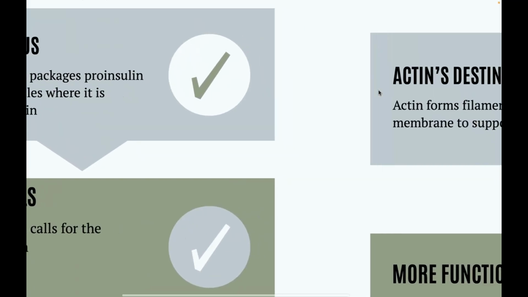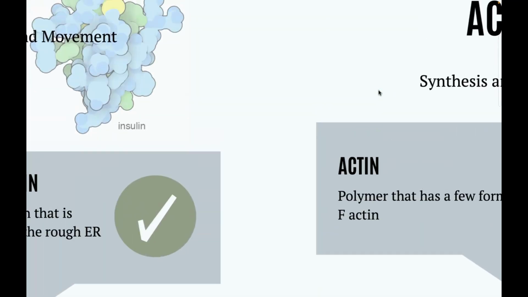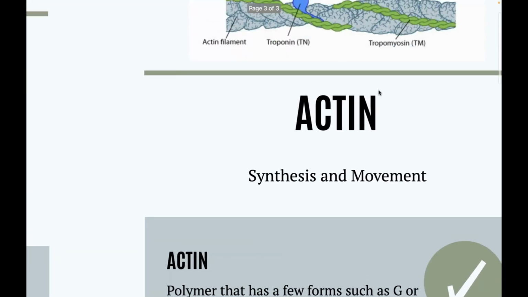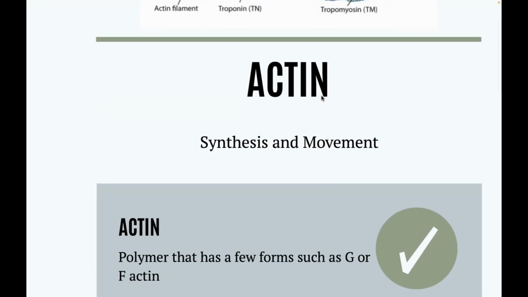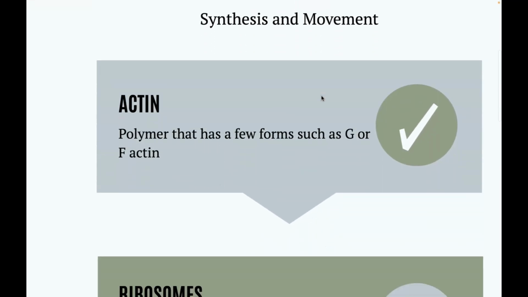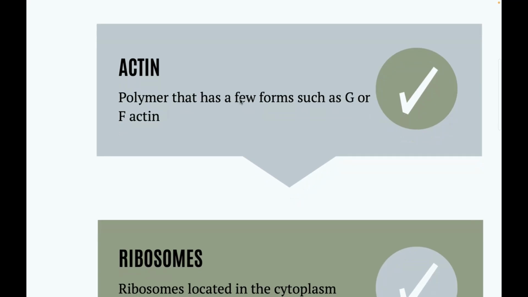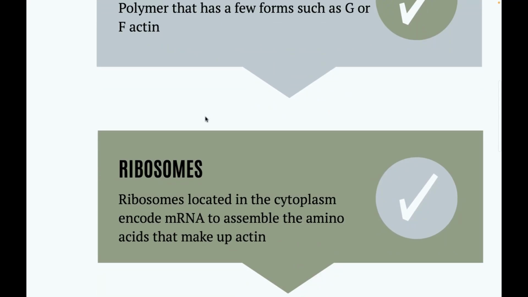All right. Last, we have actin, and I have an image up here of an actin filament. But individually, we have actin synthesis and movement. So actin is a polymer that has a few forms such as G or F actin.